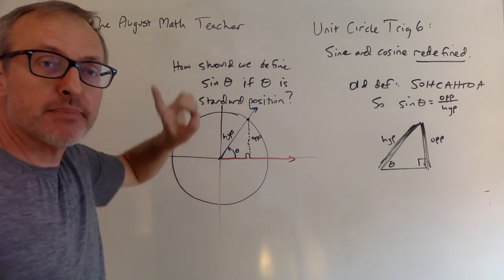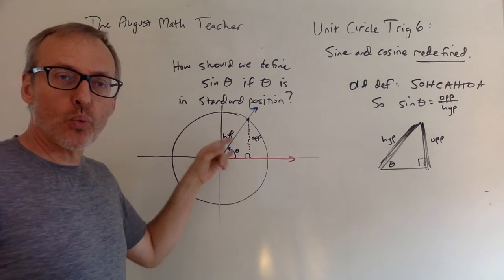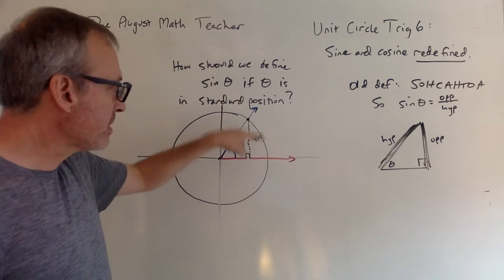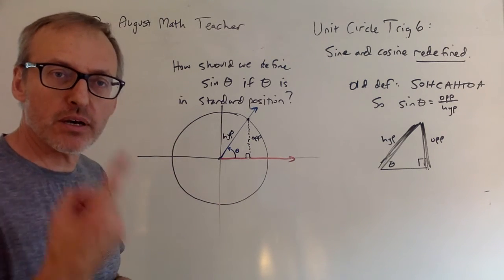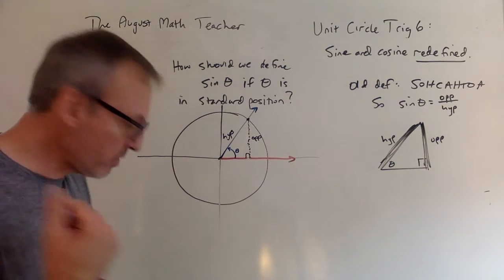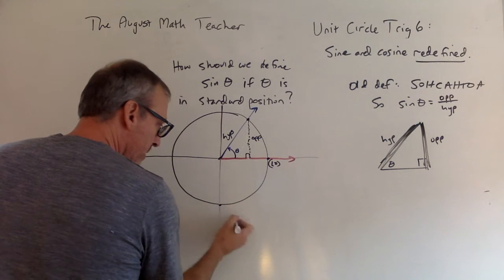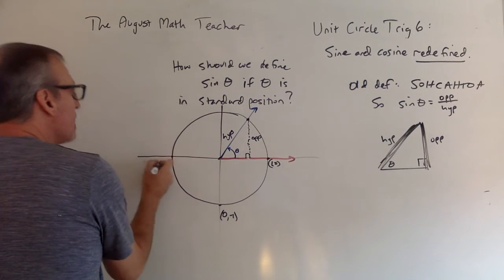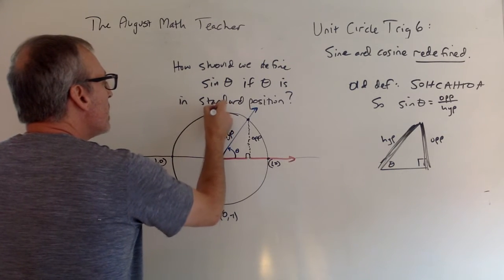Okay. Here's the thing. I want us to talk about what those two lengths really are in this diagram. Remember, this is the unit circle. The unit circle has a radius of 1. There's one unit out here. This point right here is at (1, 0). This point right here is at (0, -1). This one is at (-1, 0). This one is at (0, 1).